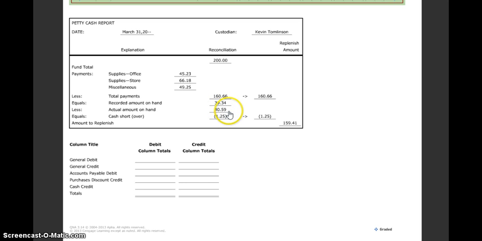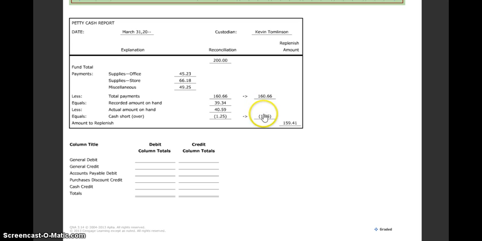Now the only difference here is if you would have ended up with a recorded amount that was larger than your actual amount, you would end up here with a cash short. And then the cash short would be here, and instead of subtracting, you would add that back on to this. So if this is in parentheses, you're going to subtract. If it's not in parentheses, you're going to add. Because this is the amount that we have to write the check for to replenish our petty cash.